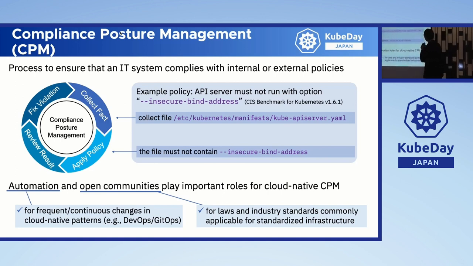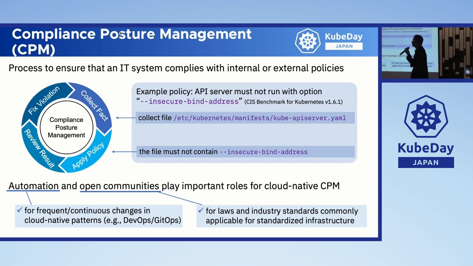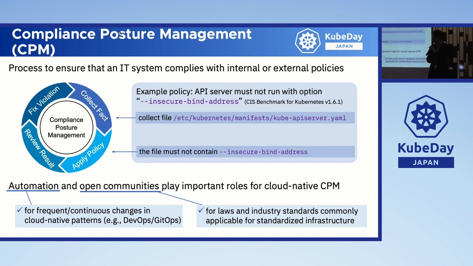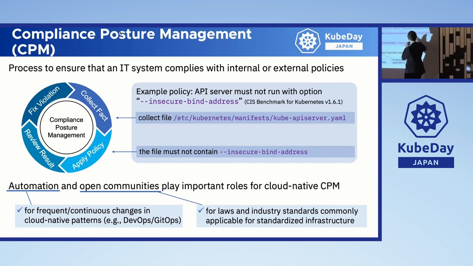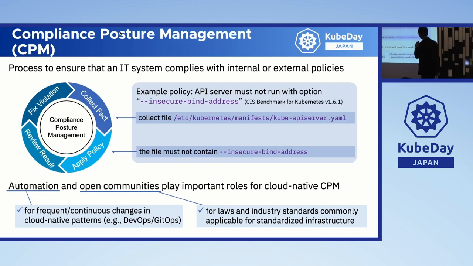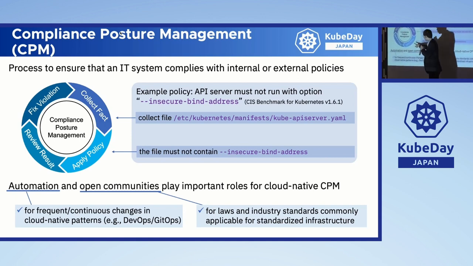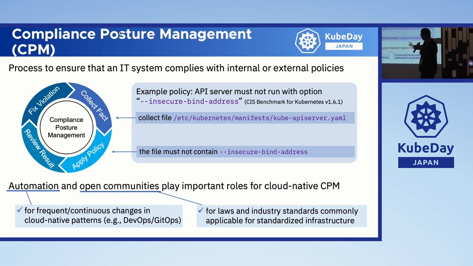In this case, the first step is collecting facts. A fact can be thought of as a configuration of the IT system. In this case, the facts can be collected from this file path in the master node. And then the second step is applying policy. The rule says the string insecure bind address should not exist in this fact file.